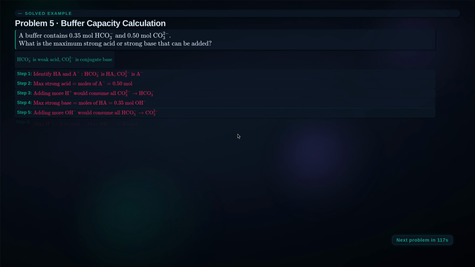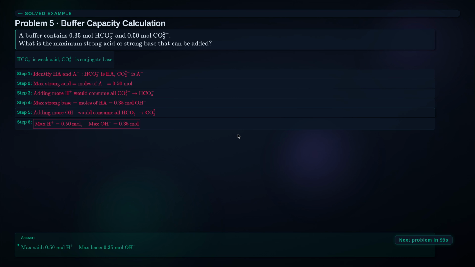Problem 5. Buffer capacity calculation. A buffer contains 0.35 moles of HCO3 minus and 0.50 moles of CO3 2 minus. What is the maximum strong acid or strong base that can be added? HCO3 minus is the weak acid, and CO3 2 minus is the conjugate base, which is 0.50 moles. Step 2. The maximum strong acid that can be added equals the moles of conjugate base, which is 0.50 moles.